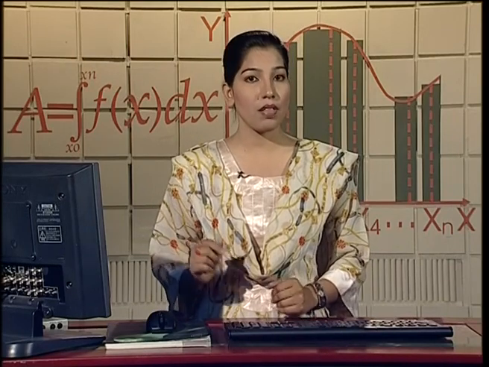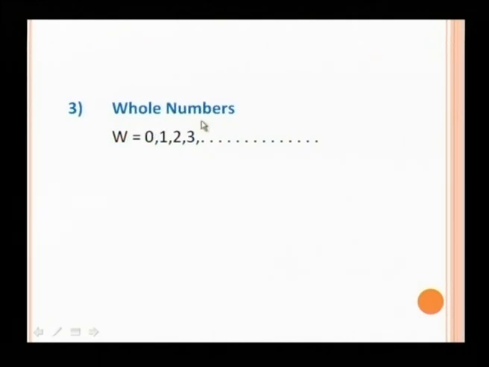The third classification of real numbers is whole numbers. If we simply add a 0 with natural numbers, it becomes whole numbers. As an example, we can consider whole numbers are equal to 0, 1, 2, 3 and so on, where we have simply attached a 0 with natural numbers.